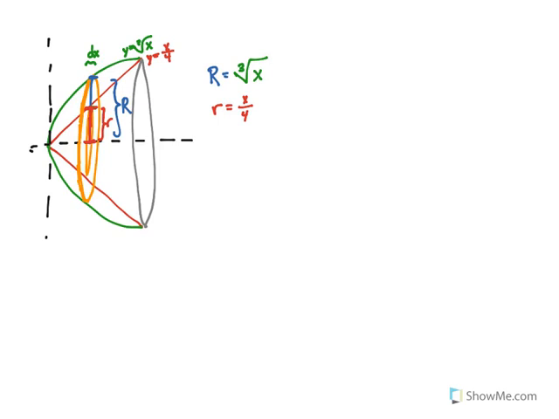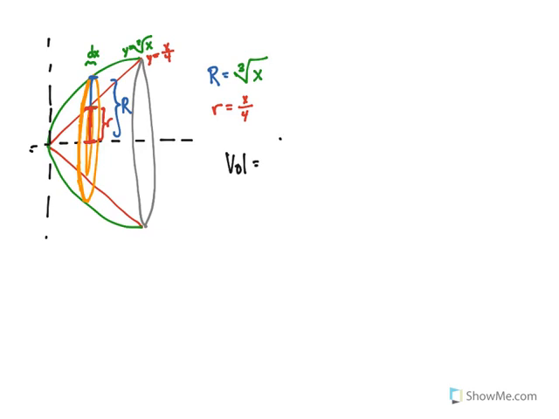For each x value, those radii are going to change. When x is 0, those radii are going to be 0. When x is 8, those radii are both going to be 2. And it's going to be different for every x value. We have a formula that now allows us to have the radii for each x value for each washer that we have.